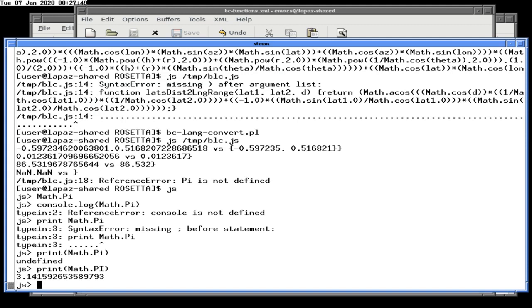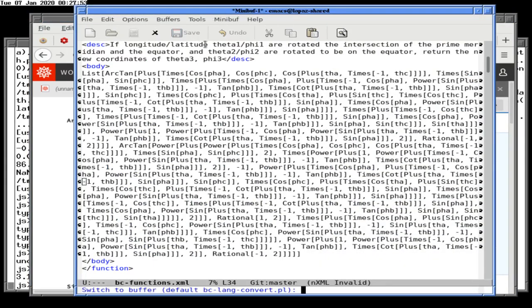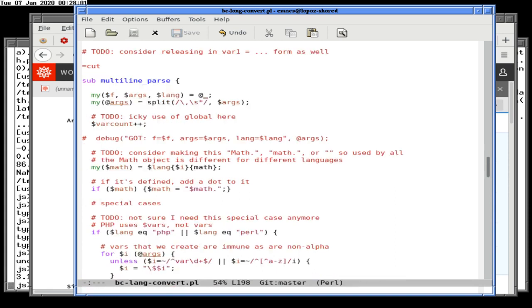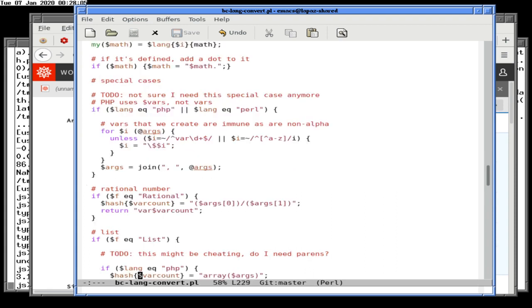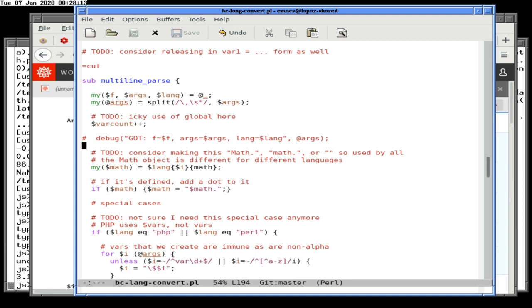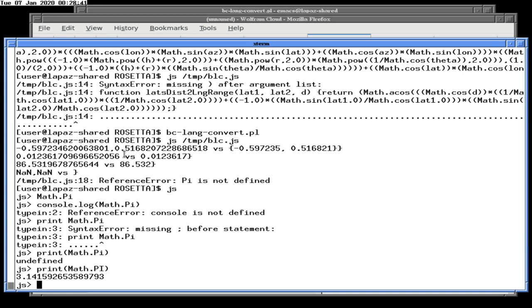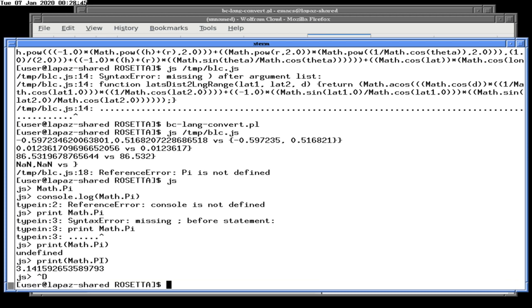Okay. Fortunately, I think BC Rosetta knows how to deal with pi. Or this thing needs to. And let's see if it does. It does not. Well, let's see. Well, that's the only problem with it.